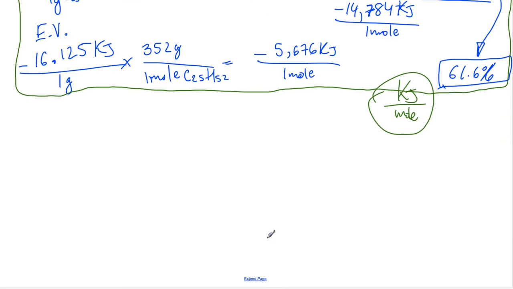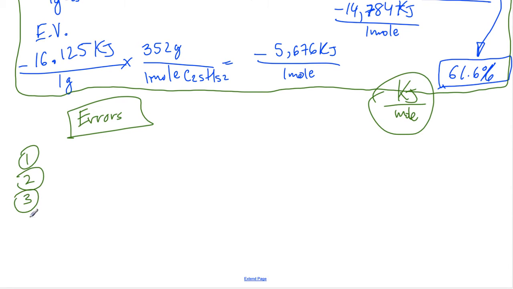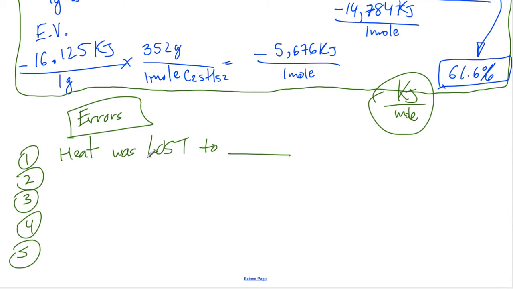So let's extend the page and see if it'll let me write here. What are the errors that we had? Well, if you list out the errors, they essentially fall into one big category. If you list them out, you can think of 5 right off the bat. They essentially have to do with heat was lost to, and then you fill in the blank. Essentially, these are all the same. Heat was lost to where? And then you just tell me where it was lost to.